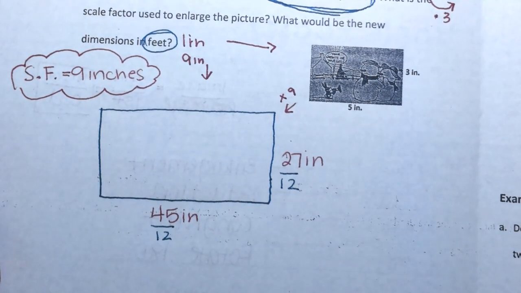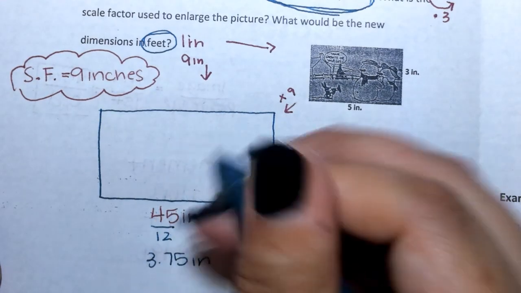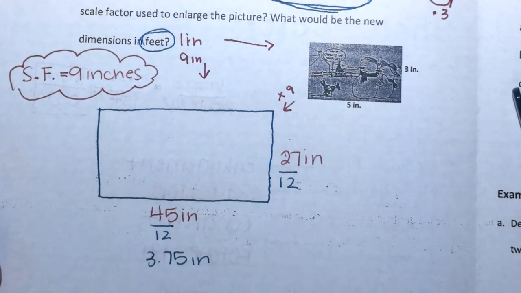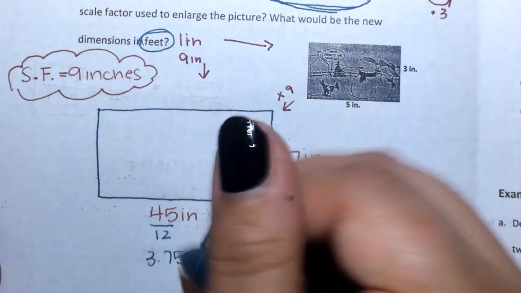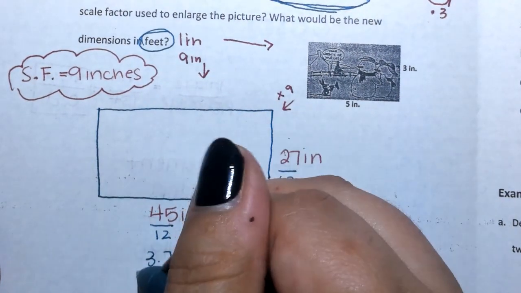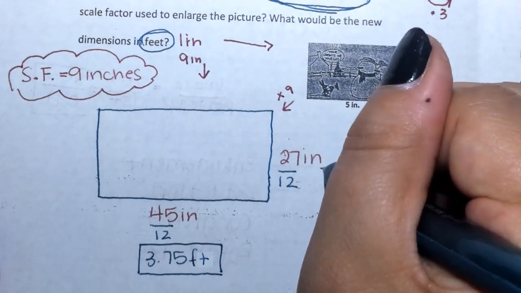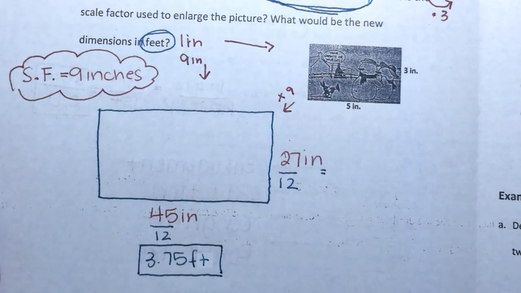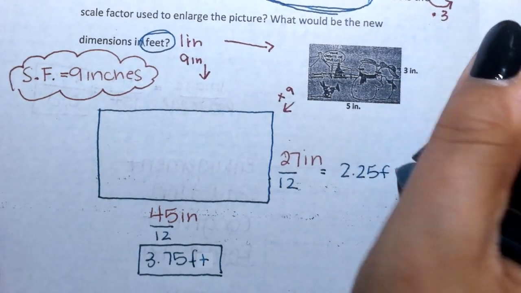And if I divide 45 divided by 12, can somebody tell me what that is? 3.75. Say that again. 3.75. 3.75 inches. Nope. Not inches. Sorry. 3.75 feet. And what about the other side? When you divide that by 12, what'd you get? 2.25 feet.